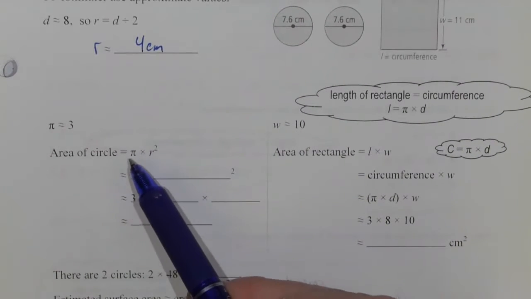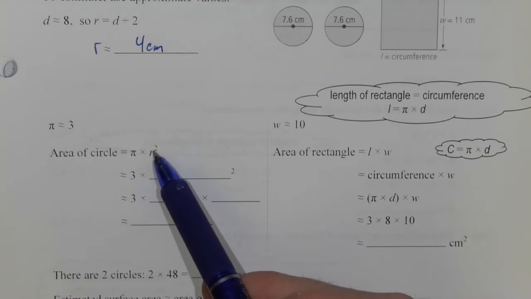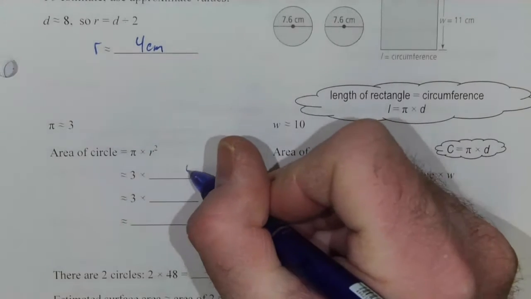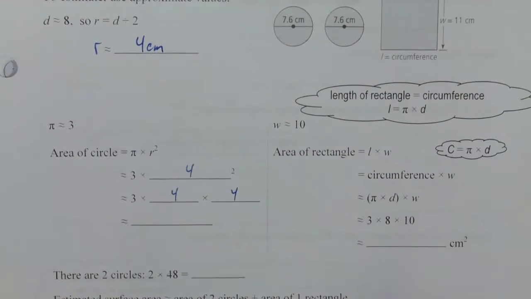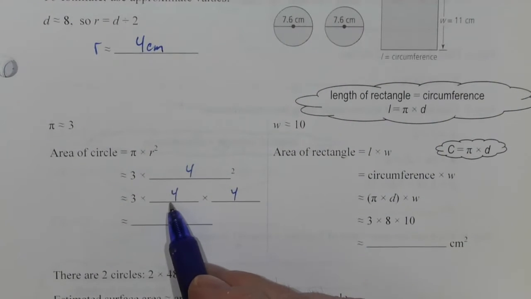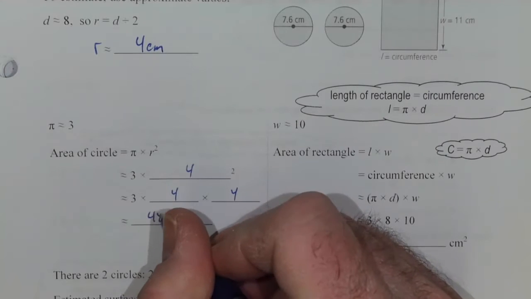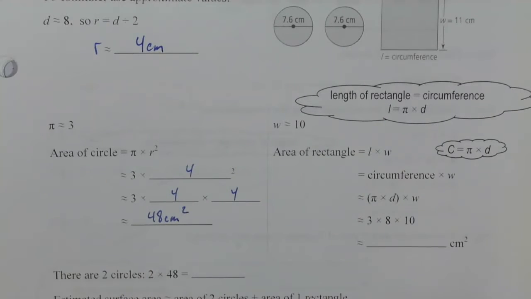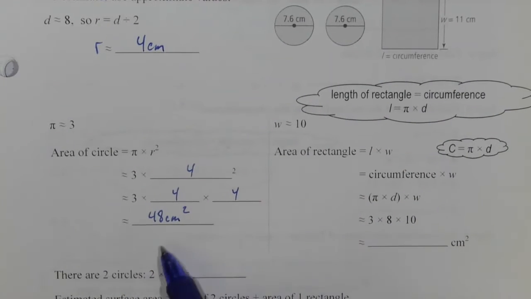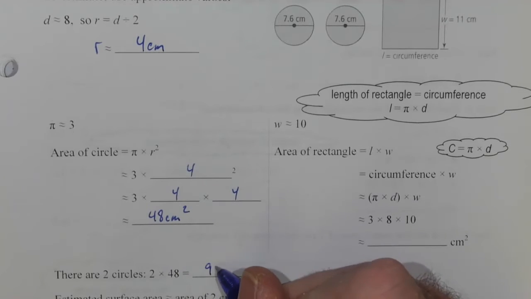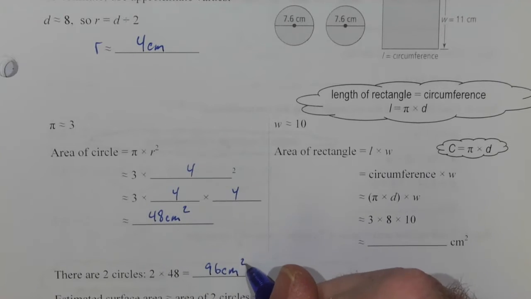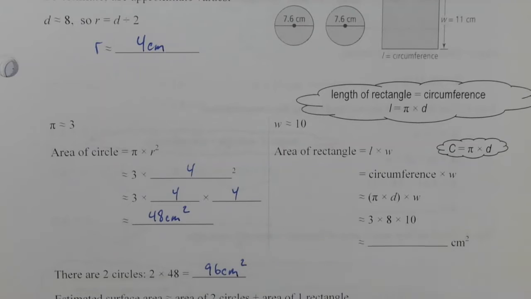So the area of the circle is pi times r squared. So in this case, we're going to use 3 times and then 4 squared, or 3 times 4 times 4, which 3 times 4 is 12, times 4 is 48 centimeters squared. Remember, that is for one circle, so we're going to double that, and we're going to then have 96 centimeters squared for the area of the two circles.